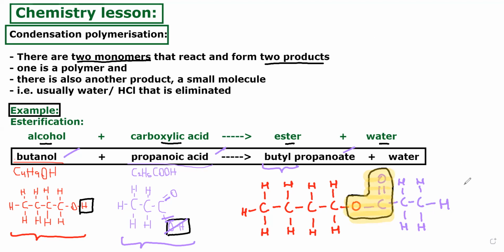And of course, there is water molecules as well. So I can write water the other side. So this is how this condensation polymerization is going to happen, where alcohol and carboxylic will react to form an ester. Here in this example, butanol reacting with propanoic acid, forming butyl propanoate.